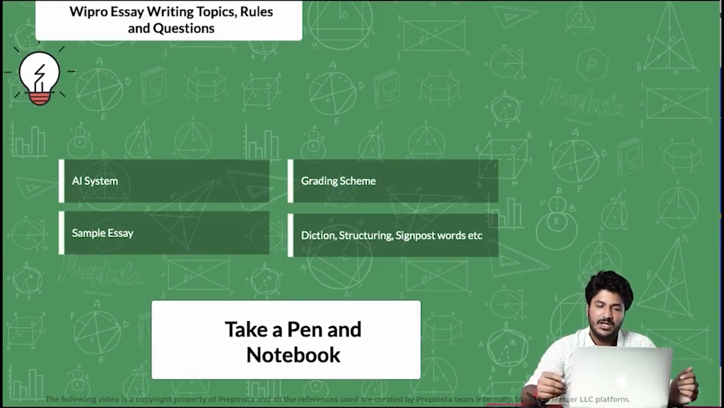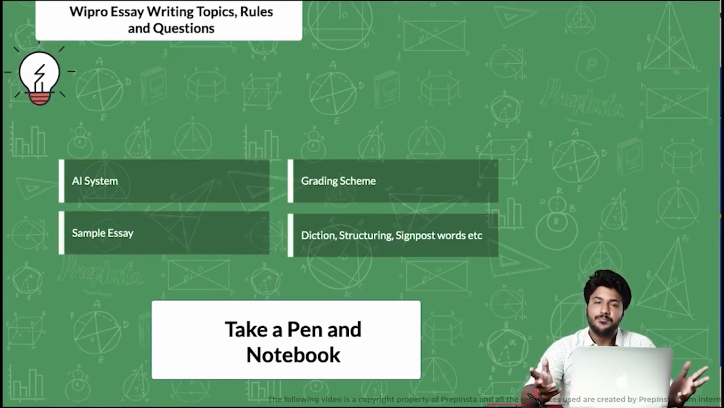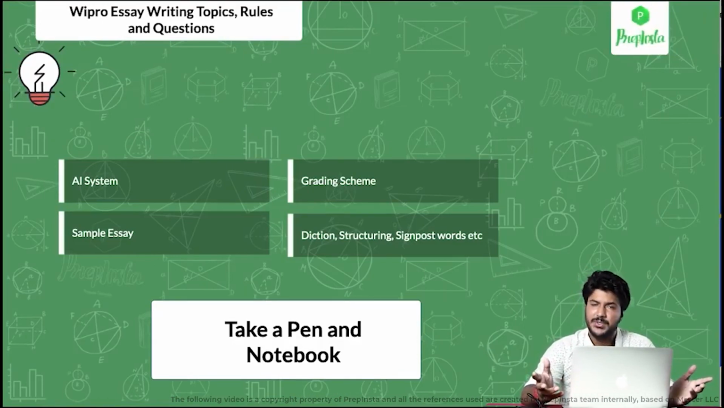And then at the very end, we'll take a sample essay and I'll tell you what is correct and what is wrong in how the student has written it. Then we'll tell you the importance of diction, structuring, signpost words, etc. These are very important because the AI system has diction as marks, has signpost as marks. So, very good things within this video. Make sure that you watch this video till the very end.